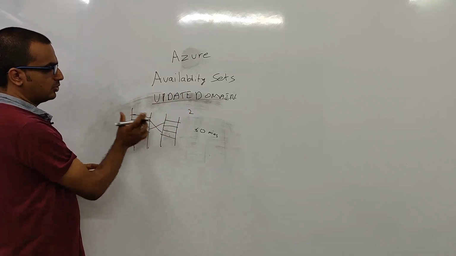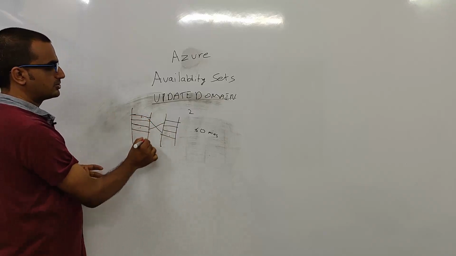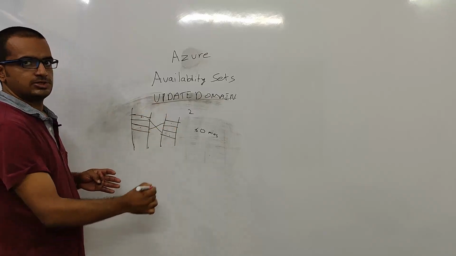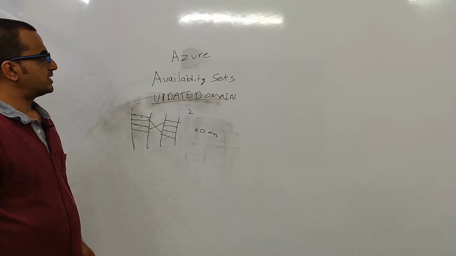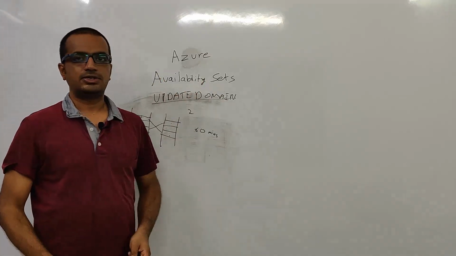So if this is a group, the first VM will go to this group, the second VM will go to this group, and similarly the third, fourth and so on. So this has been about Azure Availability Set.